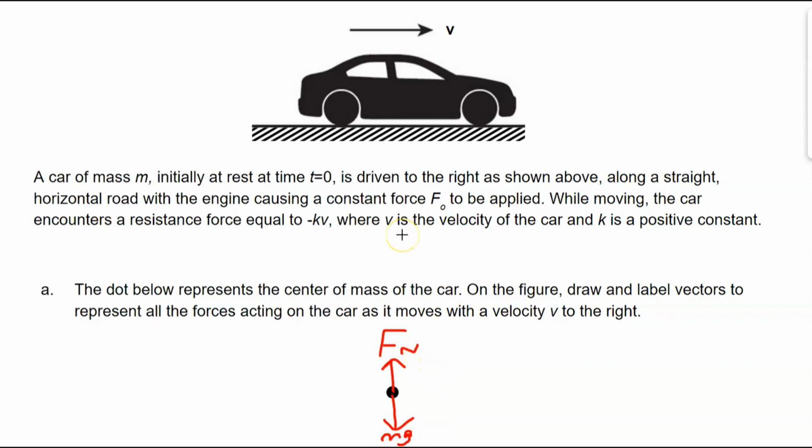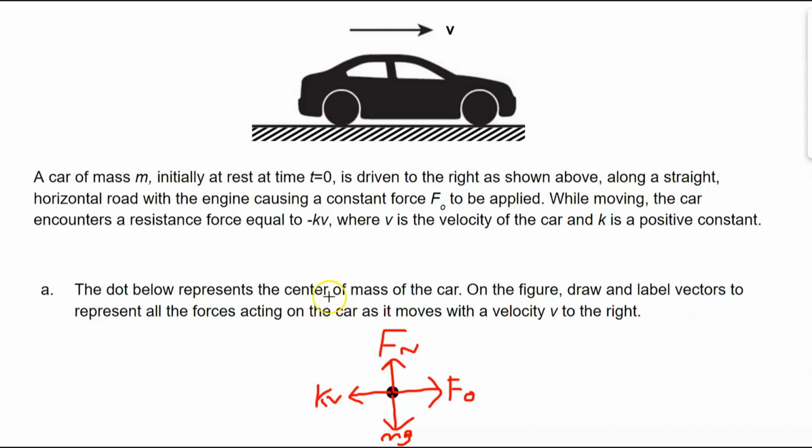Now we got to see the horizontal forces. So the question explicitly says there's a constant force, F sub naught, and v is to the right, so F sub naught is going to be right here. And then there's a resistance force, negative kv, and this force resists the force of F sub naught, so I'm going to write over here kv.